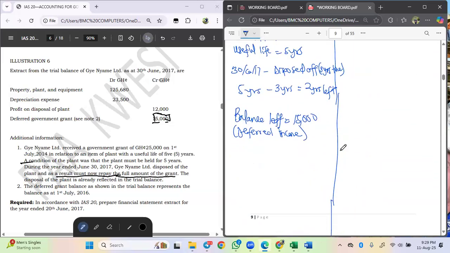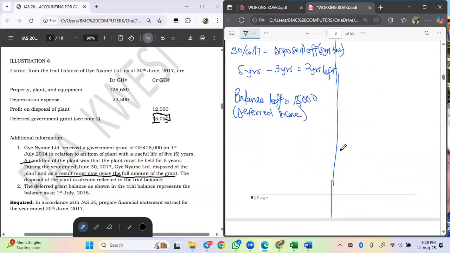And I told you that deferred income has a credit balance. So if you want to reduce it or set something off against this particular deferred income, debit the deferred income. So you debit deferred income with what? The whole of 15,000. The repayment will be done by what? Maybe cash or bank.